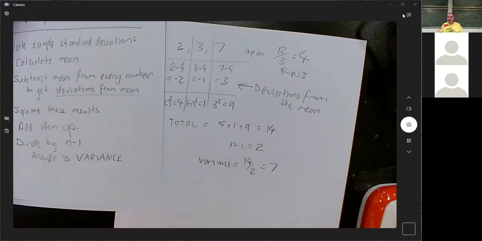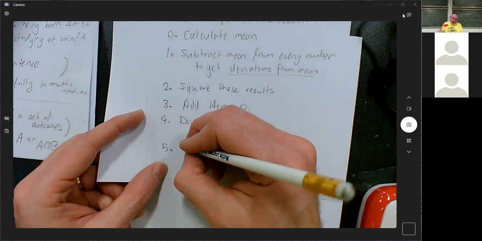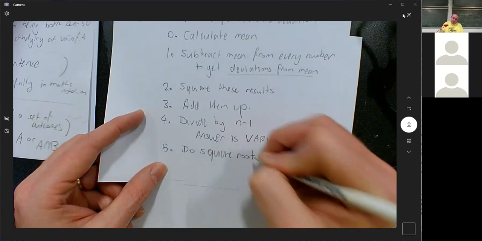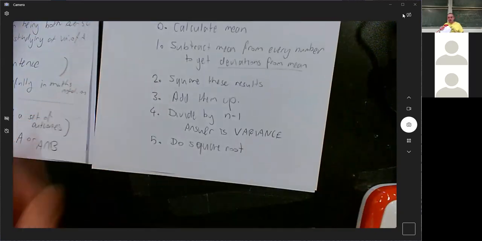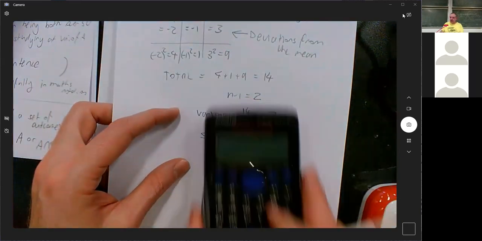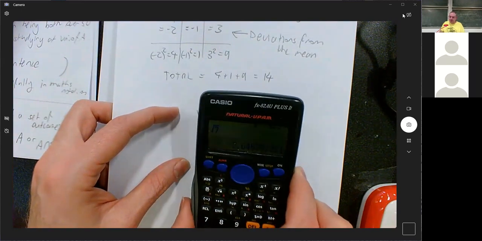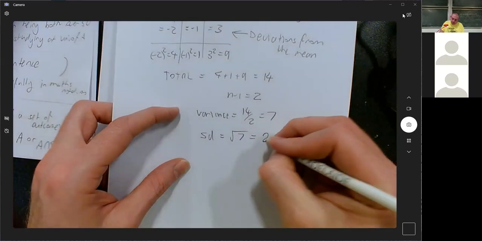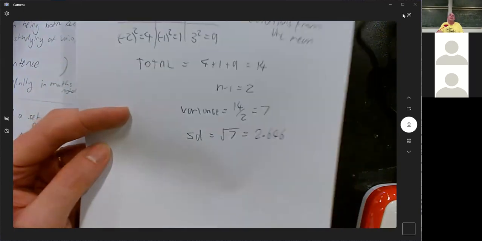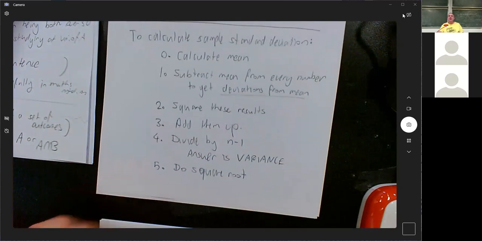The sample variance, technically. And then the final step is to do the square root of this answer. So now I'll do the square root, and so I'll get the standard deviation is the square root of 7, which my calculator says is 2.646. That's not really edifying, it's just a number. And that process is what calculates the sample standard deviation.